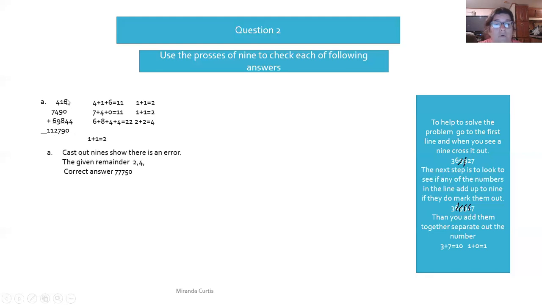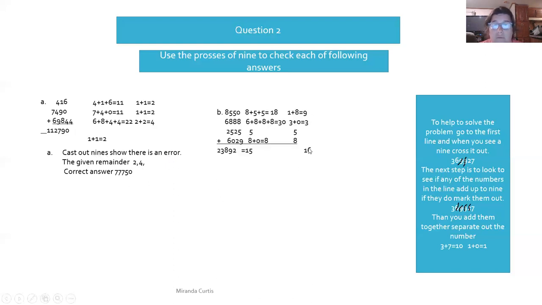Okay. So when we add all this up, the correct answer is 77750. It is not this number, see? And we're going to see how this is a 2. And then we come over here and we get down to the bottom. You have to simplify out. So therefore it's going to be 4. It's 2 and 4. And they don't match. If they match, then it means your answer is correct. If they do not match, that means your answer is wrong. So cast out 9, show there's an error, because there is, and then the given remainders are 2 and 4, so it is not the correct answer.